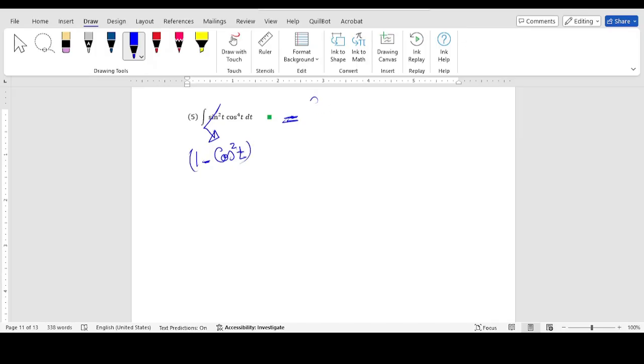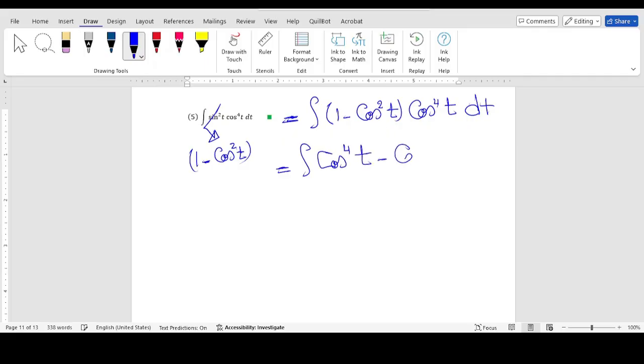So the integration will be the integration of 1 minus cosine squared t multiplied by cosine to the power 4t dt, which is the integration of cosine to the power 4t minus cosine to the power 4 times cosine to the power 2, this cosine to the power 6t dt. Okay, so now we can use the reduction formula.